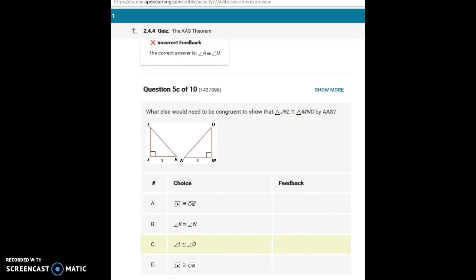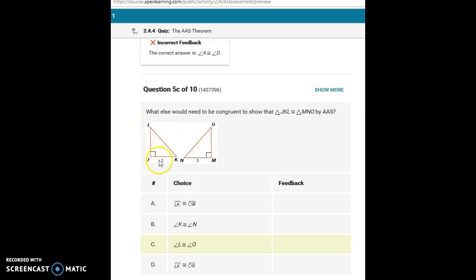Okay, here we are again. Angle, angle, side. They give us an angle, that's 90, and they give us a side. So here's an angle and a side, and we have to find another angle. That's L and O. So we got angle, angle, side.